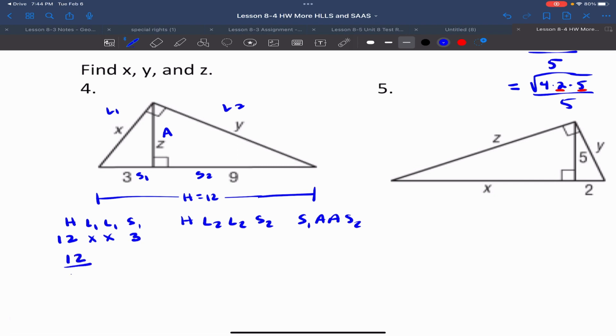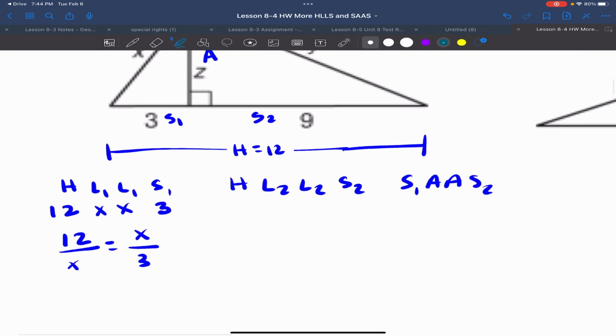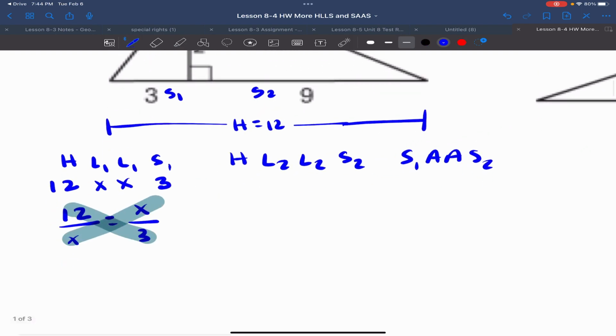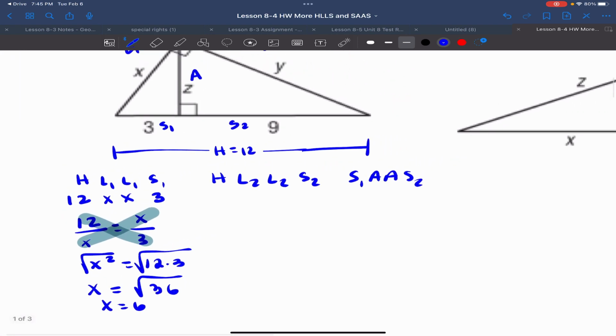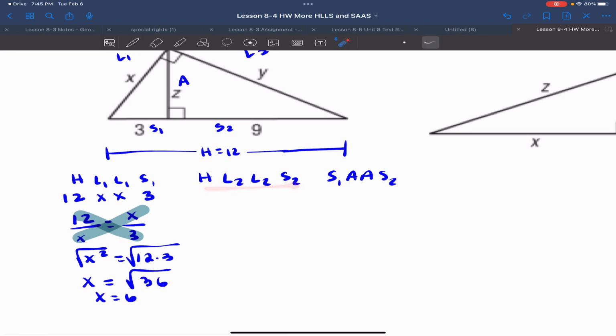So then, with only one variable, I can go ahead and create my proportion here. Cross multiply, x times x is x squared equals 12 times 3. Take the square root on both sides. X equals the square root of 12 times 3, which is 36. So x is equal to 6. The square root of 36 is 6. 36 is a perfect square. That's wonderful.